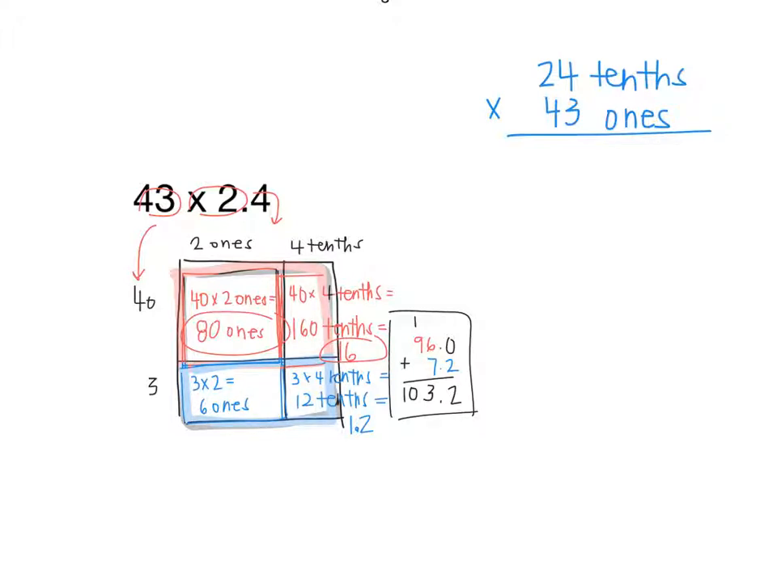Looking at the standard algorithm, if my question was 43 times 2.4, how come it now says 24 times 43? What did I do there? Ikaksh? You converted 2.4 into unit form. Yeah. Now it says 24. I converted 2.4 and I renamed it using unit form. Instead of saying 2.4, I said 24 tenths.